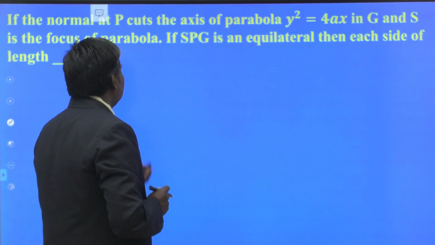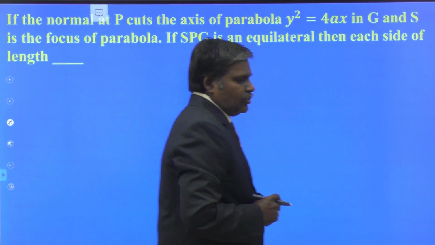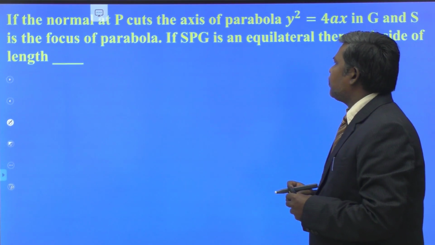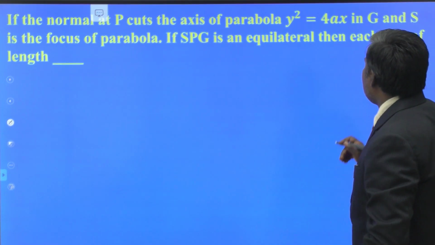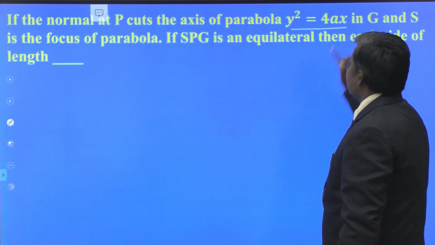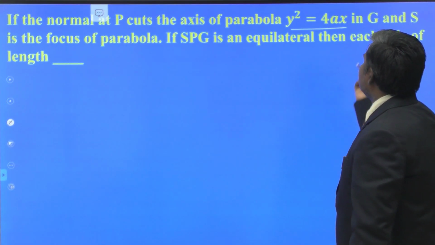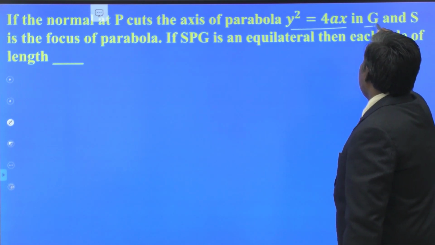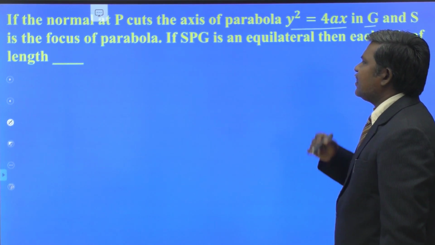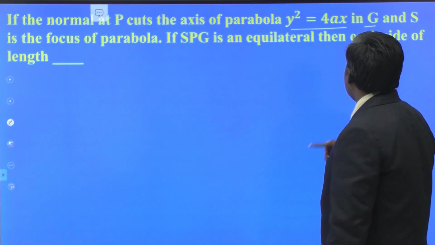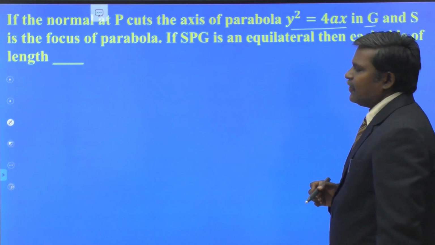Next one. This is also a nice question to you. What is that? If the normal at P cuts the axis of parabola y² = 4ax in G, and S is the focus of the parabola. If SPG is an equilateral triangle, then what is the length of each side?